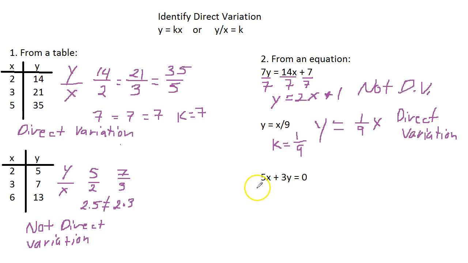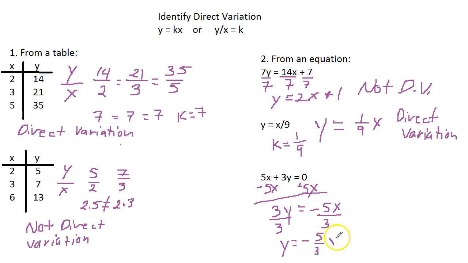First, we're going to solve this for y, so minus 5x. 3y equals negative 5x plus 0 is negative 5x. Divide everything by 3. Y equals negative 5/3 x. Well, we have y equals number times x. That matches this formula here. So yes, we have direct variation.